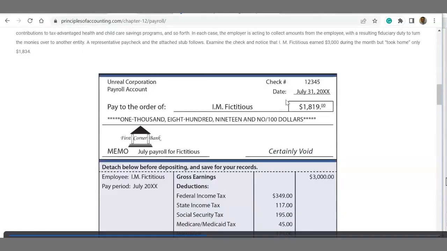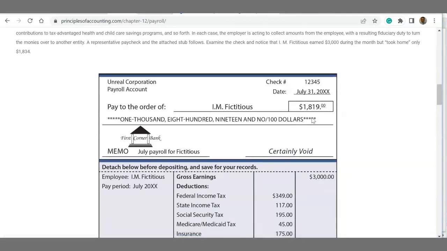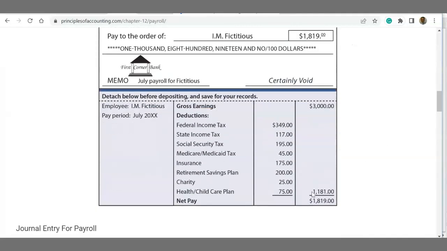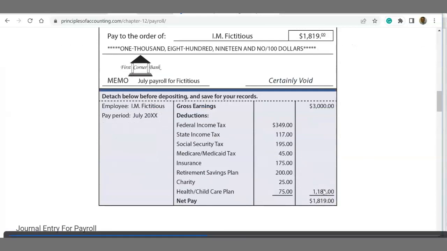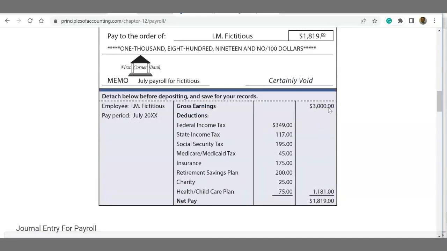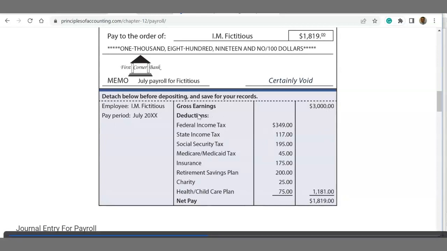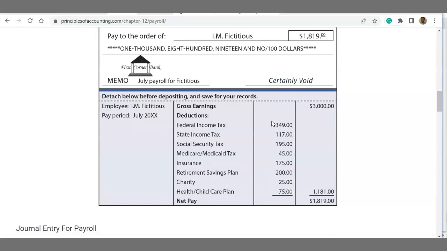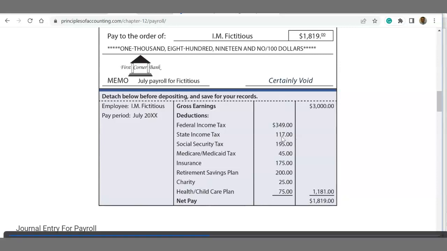So here we have, let's say, a $1,819 net paycheck. That's okay, but where is that $1,819 coming from? $3,000 is the gross pay, which has some deductions. Federal income tax is based on the W-4. If the employee is married, how many dependents they have, this dollar amount might be a little bit more or less. Same thing with state income tax. So I don't know how much they might technically be.